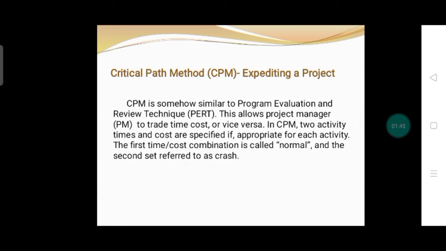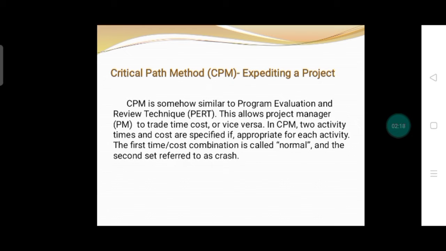So the critical path method is a technique where you identify tasks that are necessary for project completion and determine scheduling flexibilities. The critical path is used by the manager to estimate the total duration of a project. There are two activities in CPM. The first is the time-cost combination that is called normal, and the second is referred to as crush.